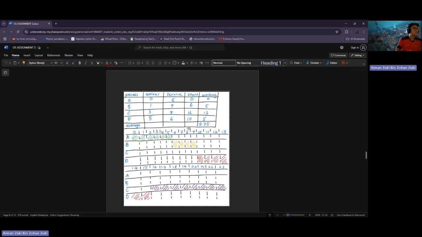To get the start time, you just look at which microsecond the process began executing, which for B is 6, for D it's the 10th microsecond, and for C it's the 16th one. For the waiting time, just subtract the arrival time from the start time, and we will get the waiting time for each process. To get the average waiting time for all of the processes, we will just add each process's waiting time and divide by 4, because there are 4 processes present.